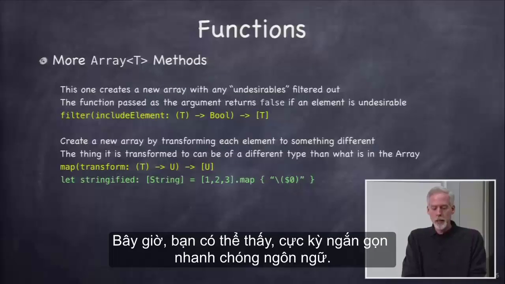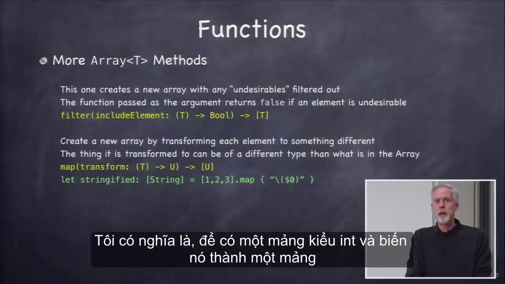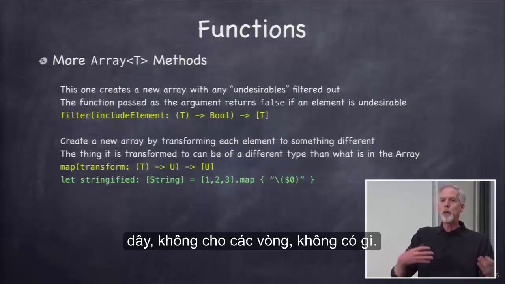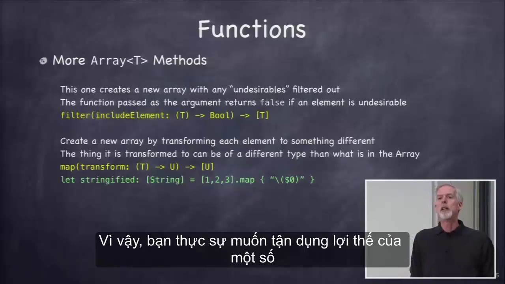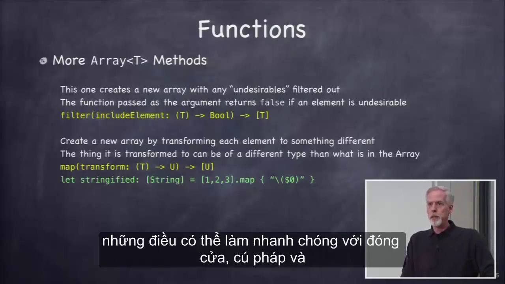Now, you can see, incredibly concise language, Swift. I mean, to take an array of ints and turn it into an array of strings, no for loops, no nothing, just, I don't know, a dozen characters here. So you really want to take advantage of some of the things Swift can do with closures, syntax, and things like that.